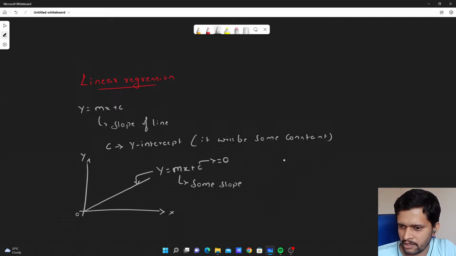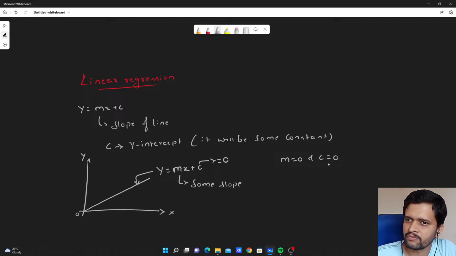So what happens if m is 0 and c is 0? We have the straight line here, and this straight line will just fall on the x-axis, since there is no slope associated with it, and also the y-intercept is 0.